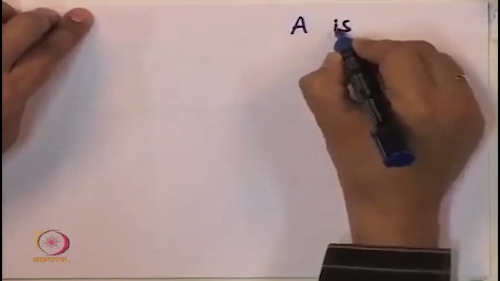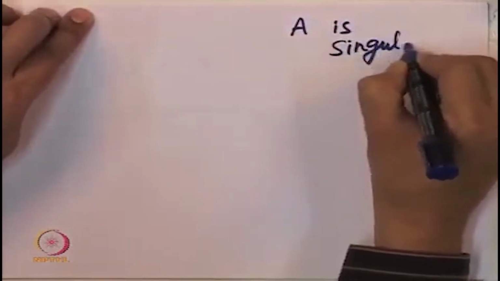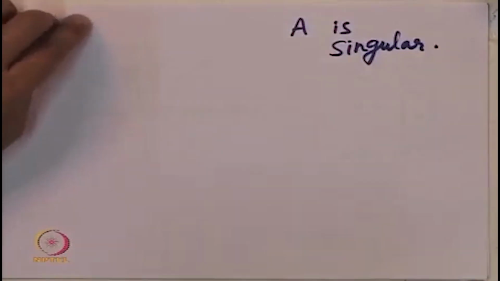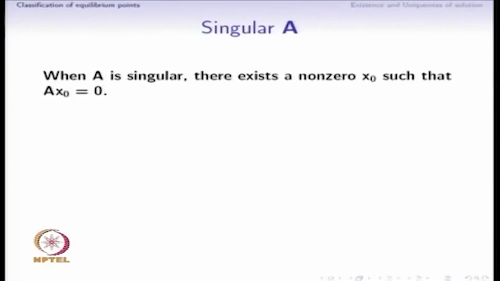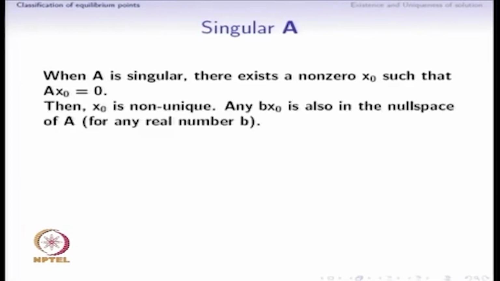So, this brings us to the final case when A is singular. When A is singular, there might be one or more eigenvalues at the origin. So, let us see the case when there is only one eigenvalue at the origin first. When A is singular, it means that there exists a non-zero vector x naught such that A x naught is equal to 0. This x naught is also said to be in the null space of the matrix A. The origin is always in the null space, but when A is singular, there are some non-zero vectors also in the null space, and such a non-zero vector x naught is non-unique.